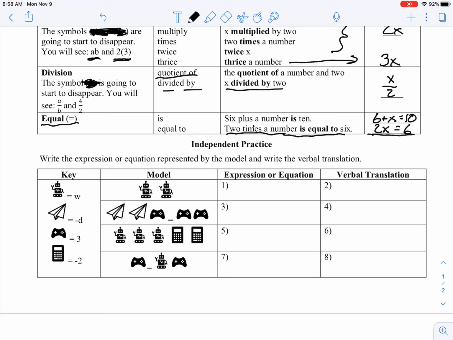If a robot is equal to W, and we have 2 robots, that means we have 2 W's. And what does this mean? This means 2 times some number W. Simple as that. So we want to be aware of expressions and equations here. If there's an equal sign, just beware that we have to set it up as an equation as we go.